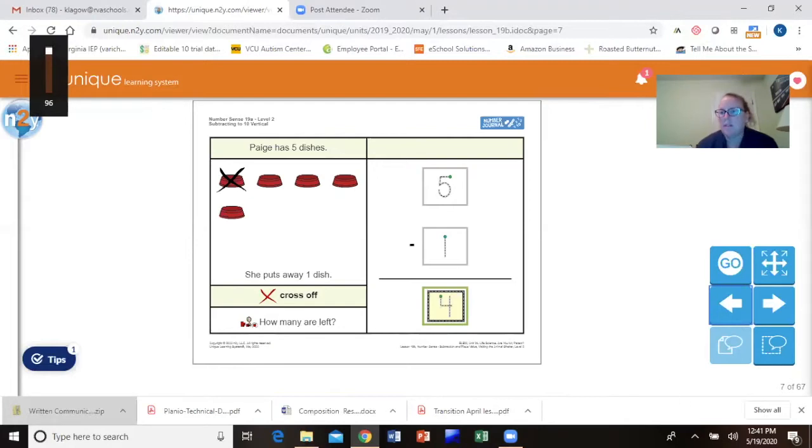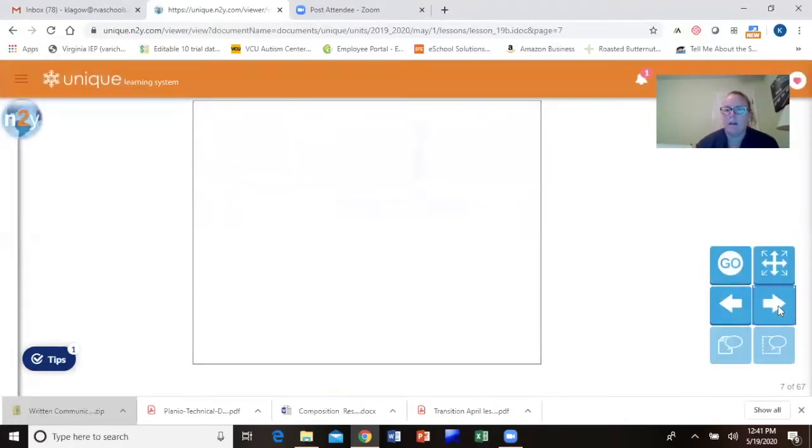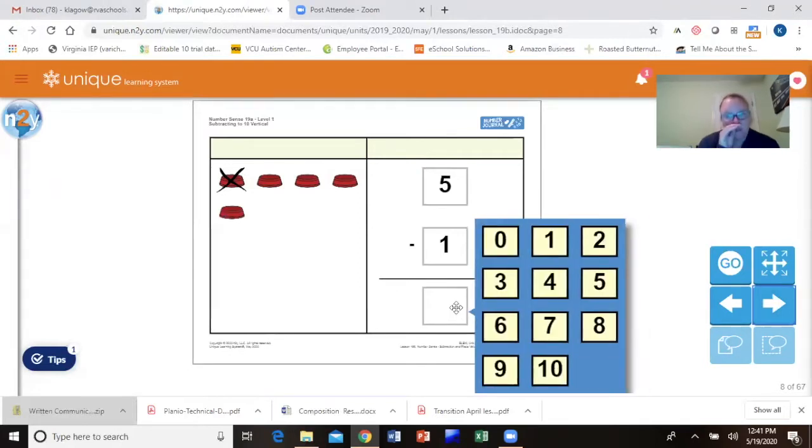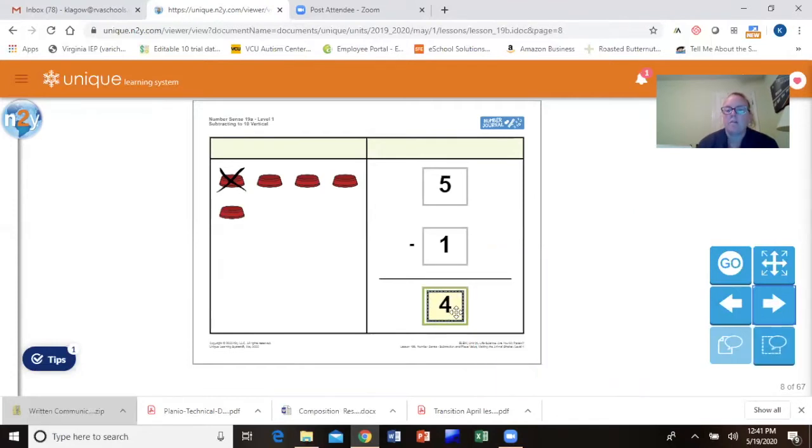So we can see about taking things away. All right, here's the example. We had 5, we took away 1, and how many do we have left? 1, 2, 3, 4. Don't forget, if you have a communication device, you can take out your numbers on your communication device and use it there. And here's the number 4. So 5, take away 1 is 4.